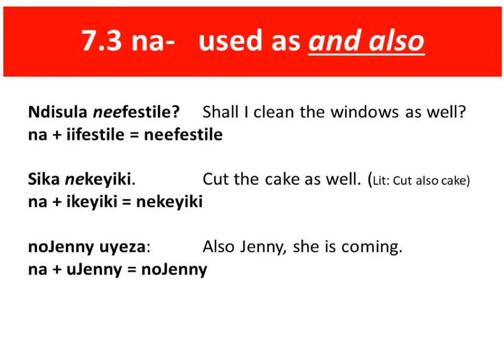And our last example here of using na specifically as a prefix is that you can also use it when you want to say "and also". So for example, shall I clean the windows as well? If somebody's just checked your water and oil. Hendisula nefestile. So we've got that vowel coalescence happening there, and it means I am cleaning also the windows.